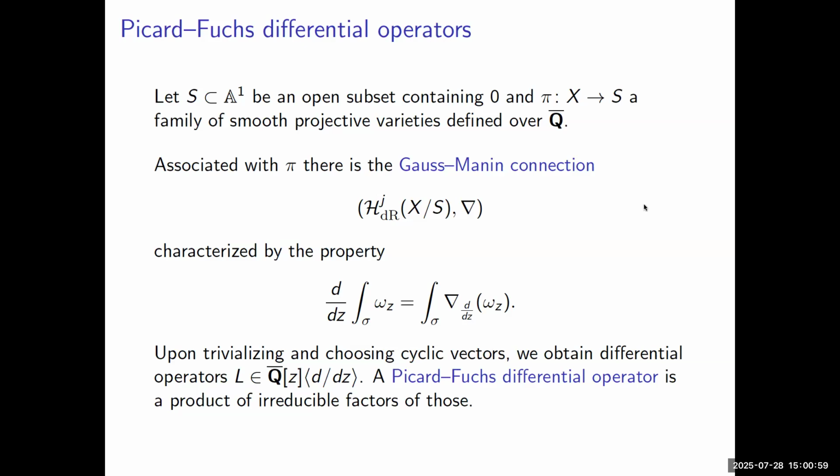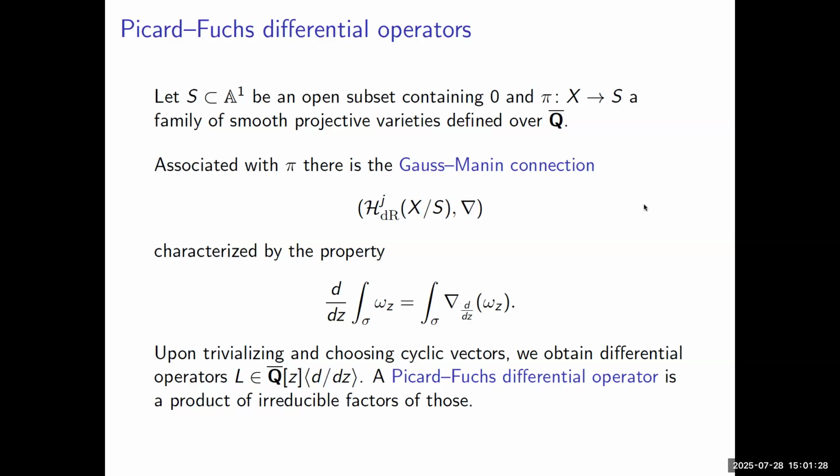This is given by Picard-Fuchs differential operators. So I will consider a family of smooth projective varieties defined over the algebraic numbers. So S is some open inside A1. I'm going to assume that it contains 0 because the discussion is a bit simpler. And then associated to this family, there's a Gauss-Manin connection. So this is the vector bundle whose fiber is the algebraic de Rham cohomology of the fibers.